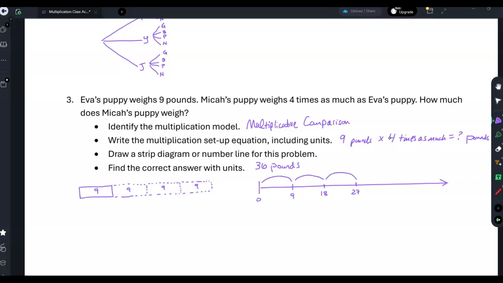And again, you could just count those, right? So you could count 19, 20, 21, count 9 more. And so now this is 1 times as many to 9, 2 times to 18, 3 times to 27. So then I'll do 1 more to do 4 times as many. And I should end up at 36.